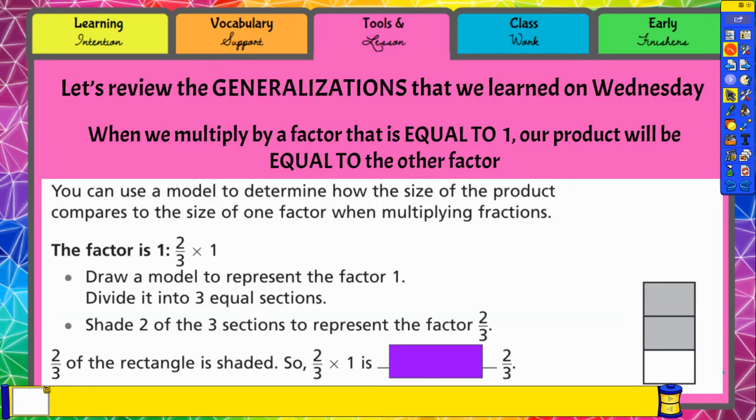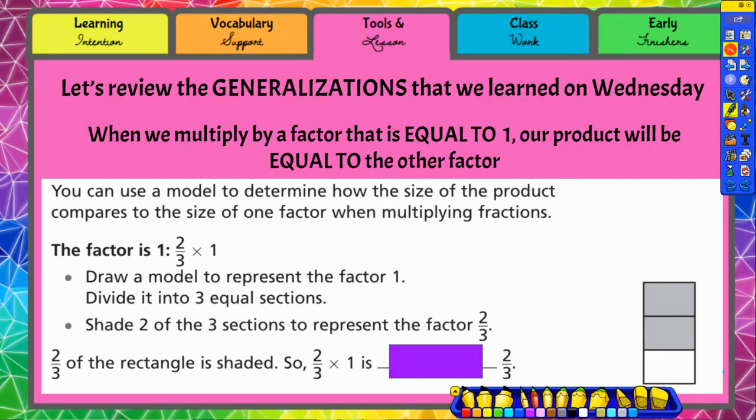So let's review generalizations that we learned on Wednesday. The first generalization that we talked about is that when we multiply by a factor that is equal to 1, our product will be equal to the other factor. So we can use a model to determine how the size of a product compares to the size of one factor when multiplying. Okay, so when the factor is 1 and we're thinking of 2/3 times 1, we could draw a model to represent the factor of 1.